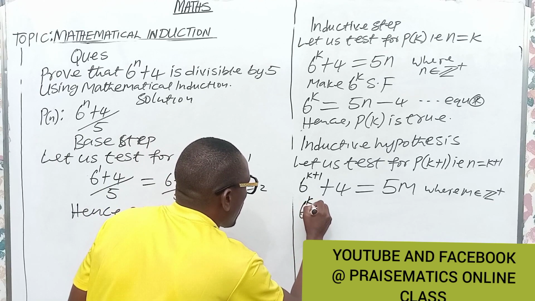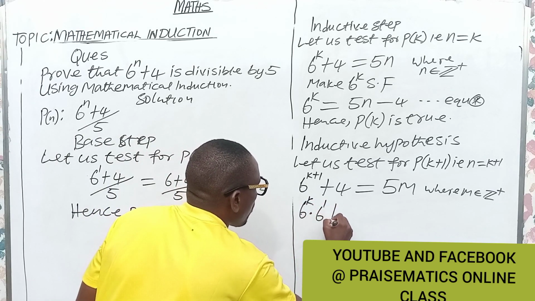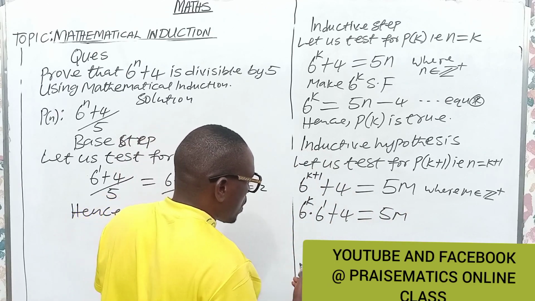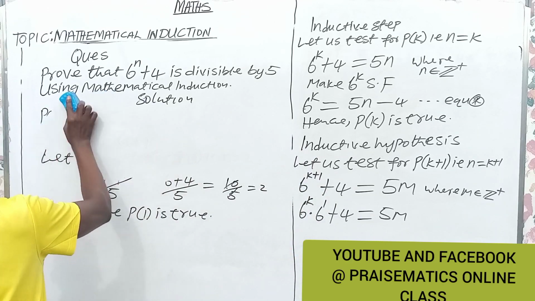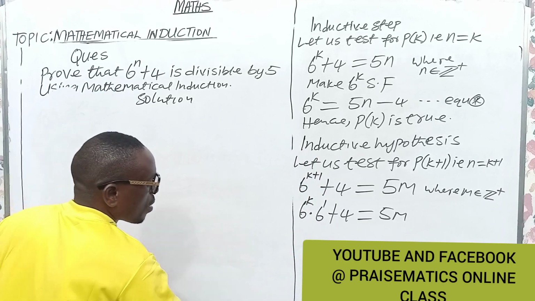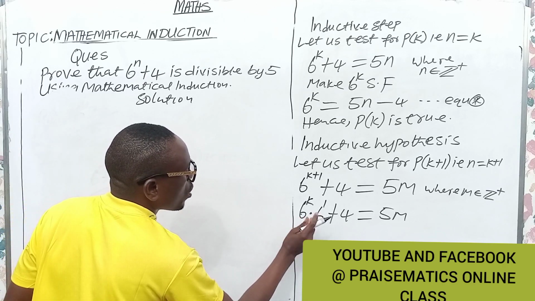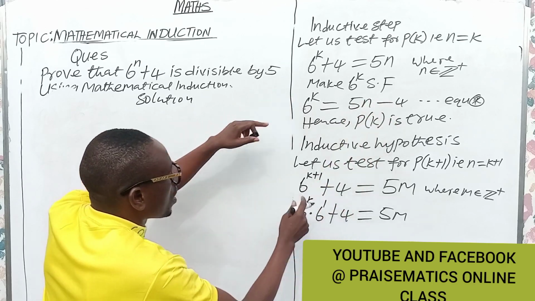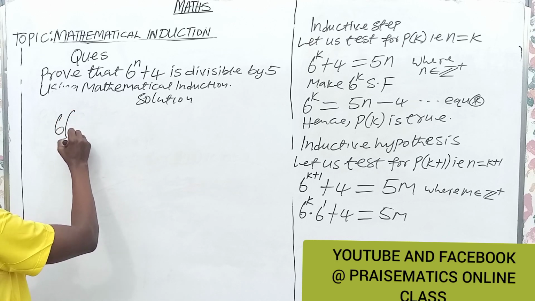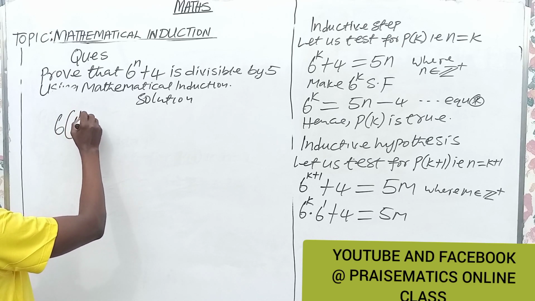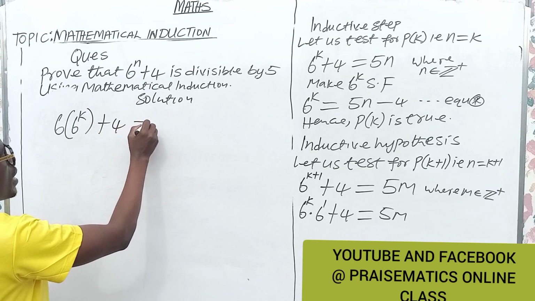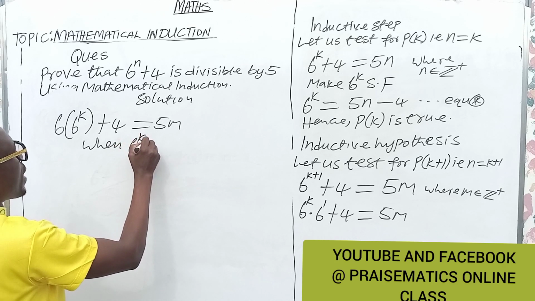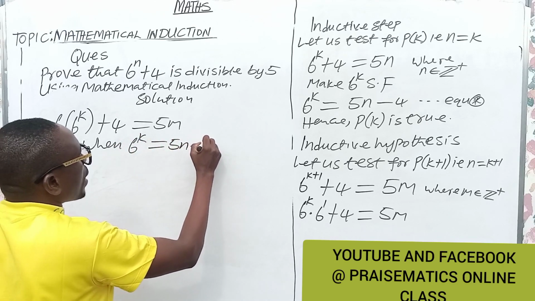From here, by law of indices, we expand this. We have this as 6 raised to power k times 6 raised to power 1 plus 4. Is it divisible by 5? Okay, now let's go. Finally, we are going to finish it up. Recall equation star, that 6 raised to power k is equal to 5n minus 4. Is it divisible by 5m when 6 raised to power k is equal to 5n minus 4?